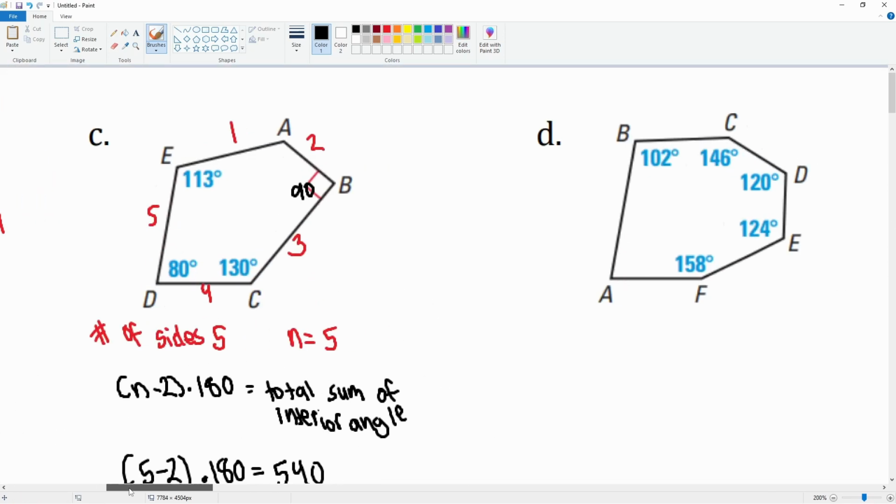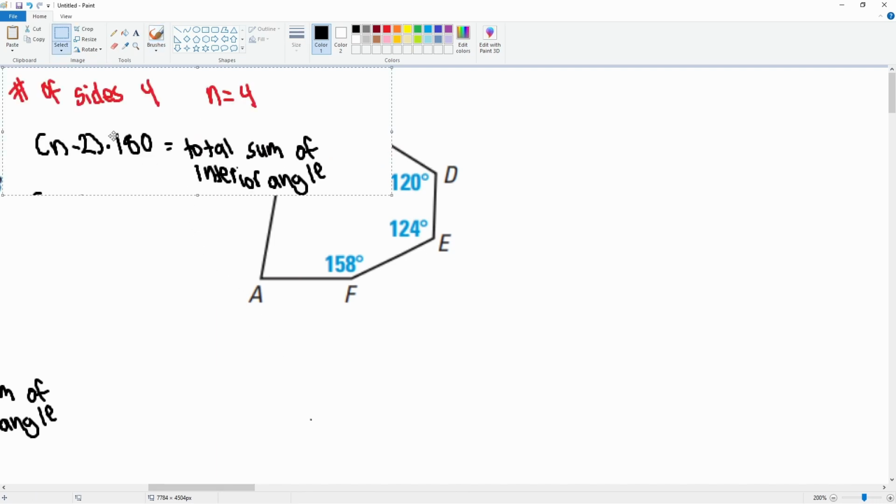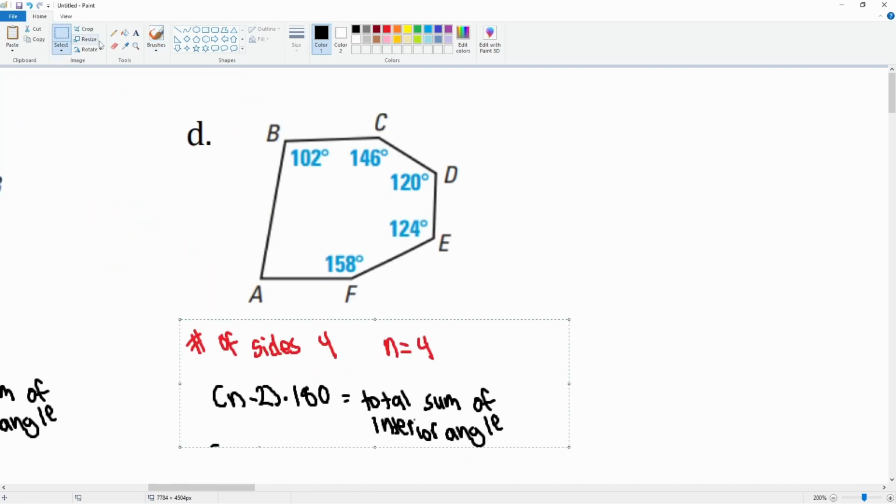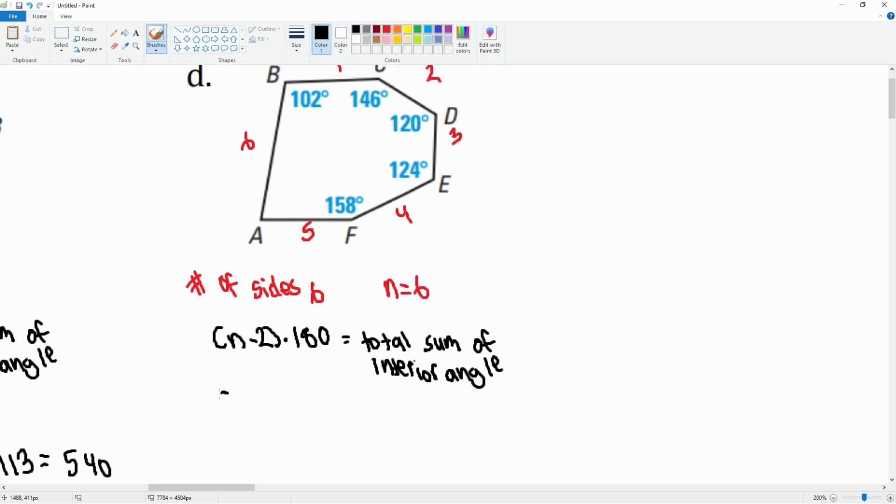And let's do the last one here. We have to first of all count the number of sides. The number of sides here are 1, 2, 3, 4, 5, 6. 6 sides, so n equals 6. So 6 minus 2 times 180 is equal to 720. Therefore, I could add up all the angles.